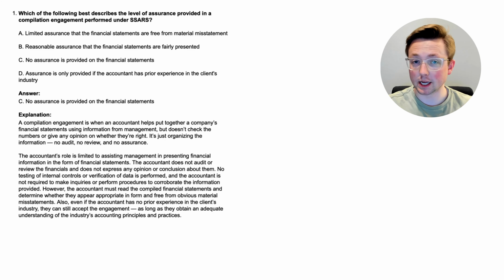So in a preparation engagement, they're preparing the financial statements, but in a compilation engagement, all they're doing is helping the management to present. They're just putting the financial statements together. The accountant's role is limited to assisting management in presenting financial information in the form of financial statements. The accountant does not audit or review the financials and does not express any opinion or conclusion about them. No testing of internal controls or verification of data is performed, and the accountant is not required to make inquiries or perform procedures to corroborate the information provided.